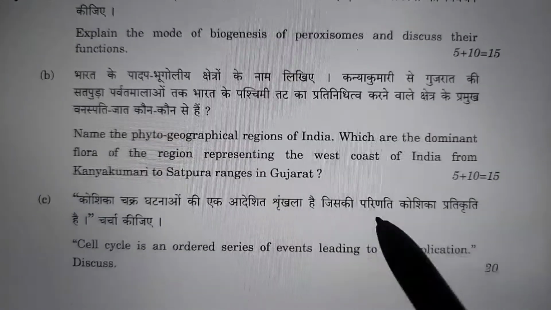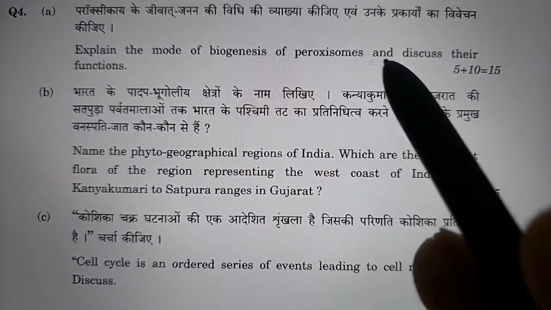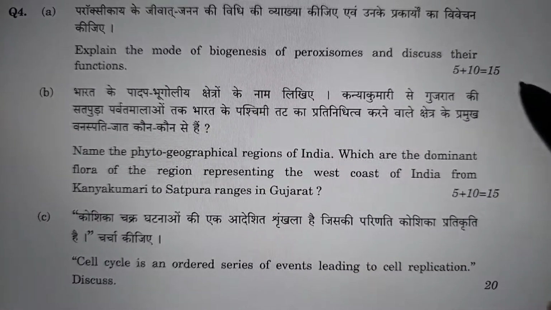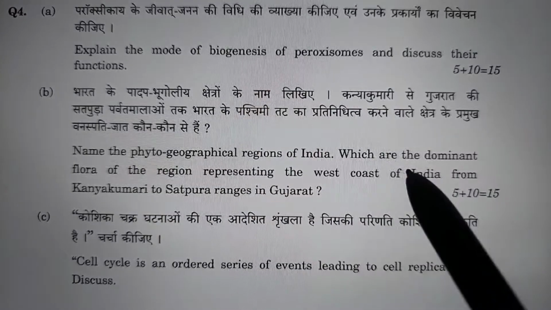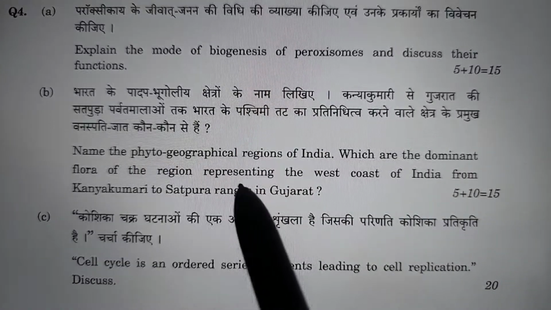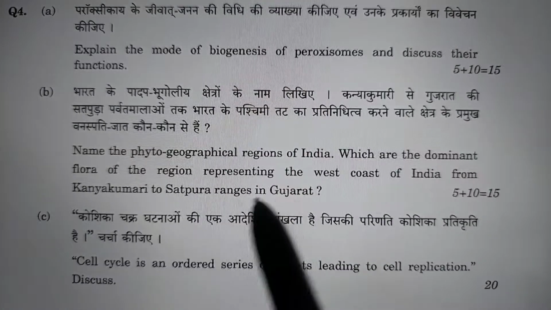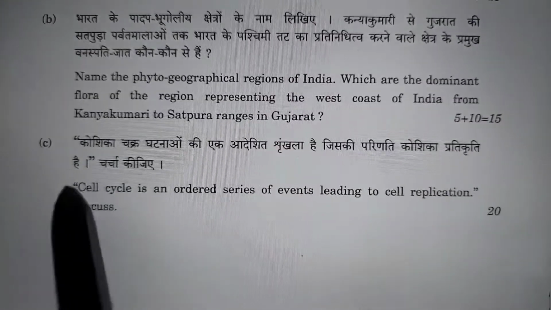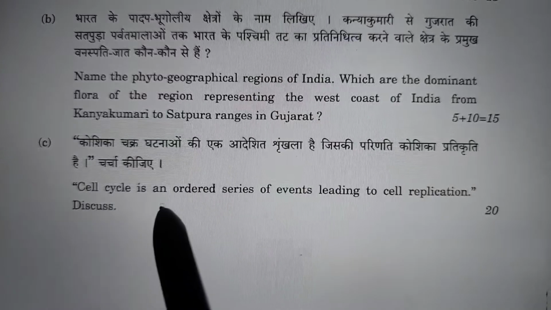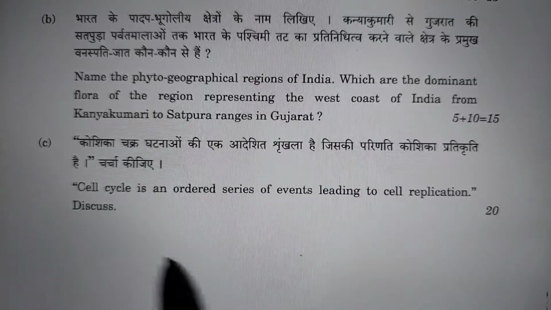So first option is explain the mode of biogenesis of peroxisomes and discuss their function, 5 plus 10. B is name the phytogeographical regions of India and the dominant flora of the region representing the west coast of India from Kanyakumari to Satpura region in Gujarat. So 5 plus 10, 15 marks total. The C is cell cycle is an ordered series of events leading to cell replication, discuss. So it is asking cell cycle, 20 marks.